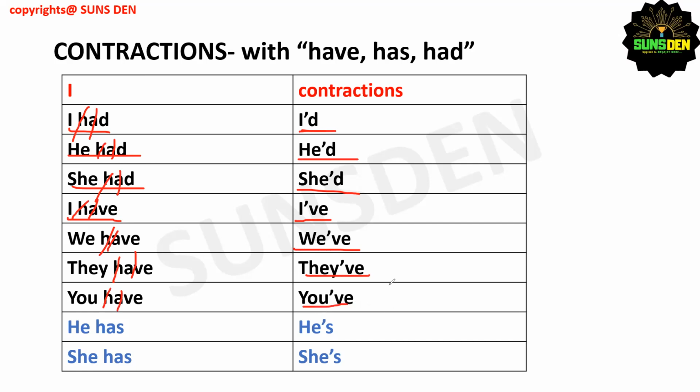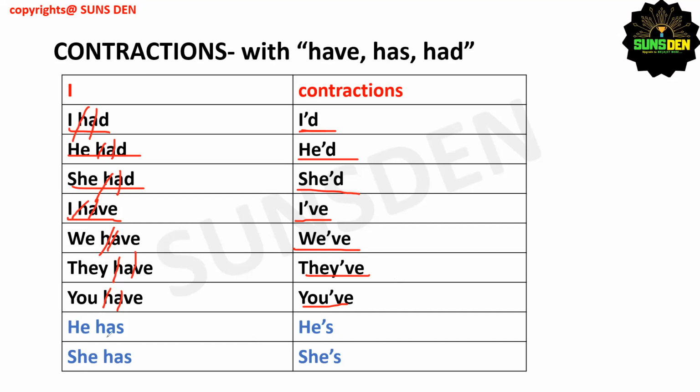So when we use it in a sentence, you have a huge house. The contracted form will be you've a huge house. So the stress gets reduced there so that it is easy to speak.